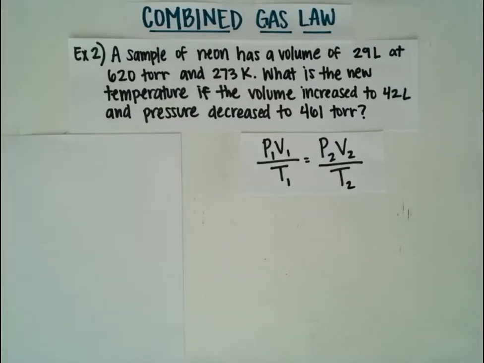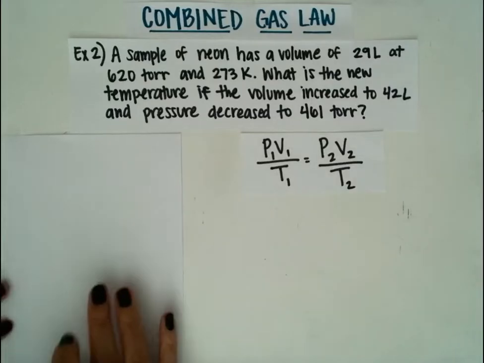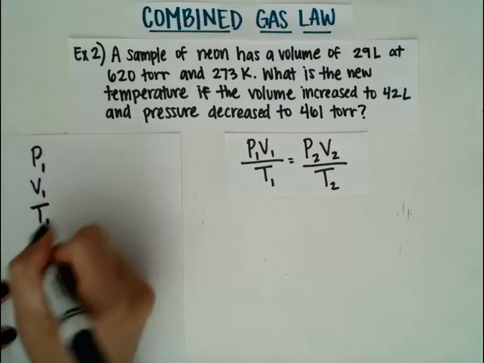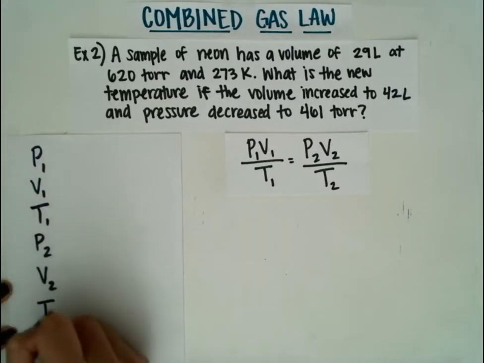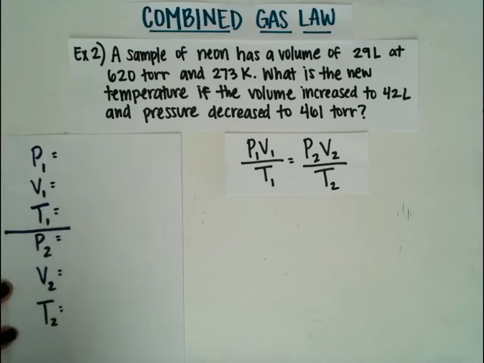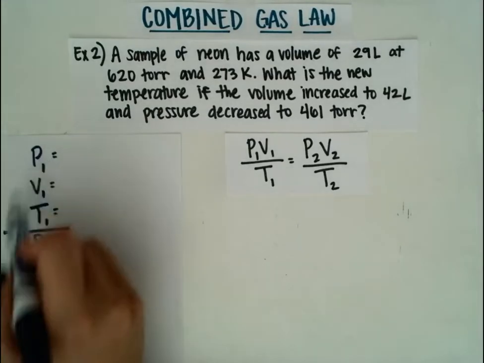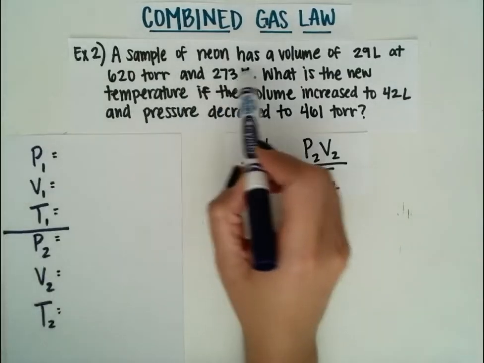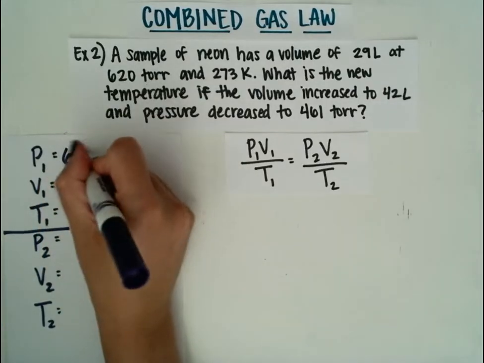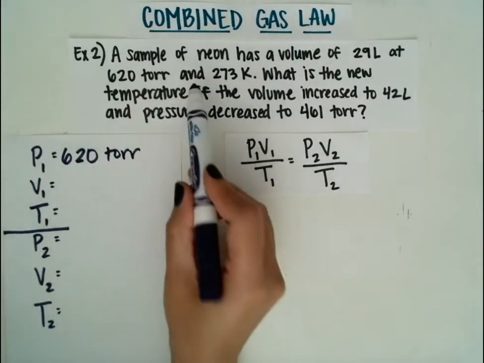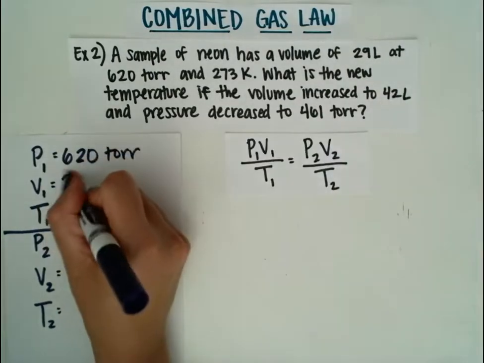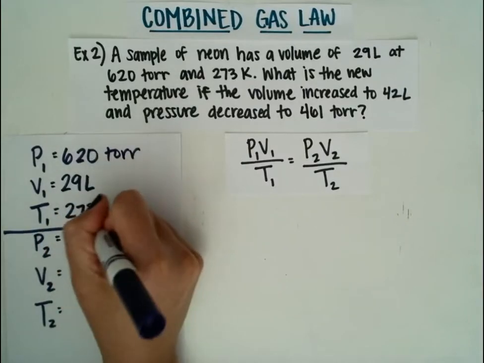So the first thing we want to do, again, write the formula down, and let's list our variables. So P1, V1, T1, and P2, V2, T2. So remember, one's our initial conditions. A sample of neon has a volume of 29 liters at 620 torr, so that's going to be my P1, and 273 Kelvin, that's going to be my temperature. So volume is 29 liters and 273 Kelvin.